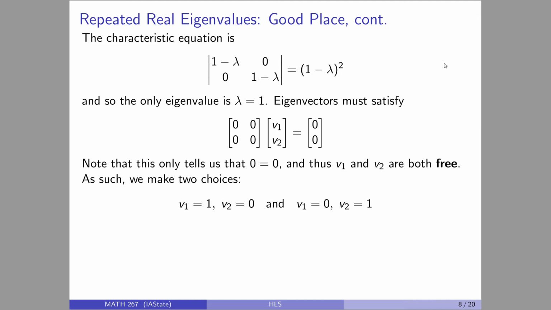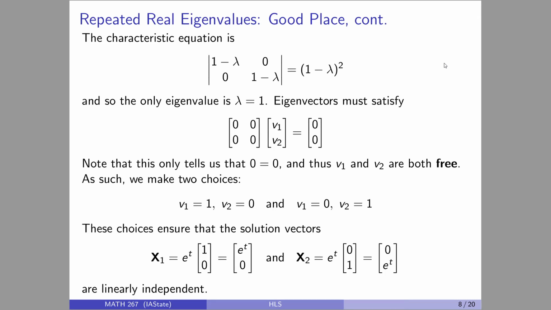So I make 2 different choices: v1 is 1 and v2 is 0, then v1 is 0 and v2 is 1, and hey, look at that, there you go. (1, 0) is an associated eigenvector for the eigenvalue 1, and (0, 1) is another one. And note that they're linearly independent, pretty easy to check by taking the Wronskian of those 2 solutions. You'll get that the determinant is not 0. Specifically, you'll get the determinant is e to the 2t. So, yeah. Alright, well, that just went perfectly.